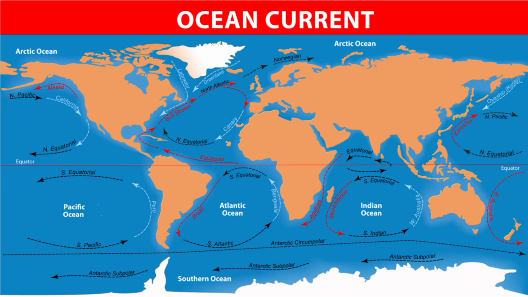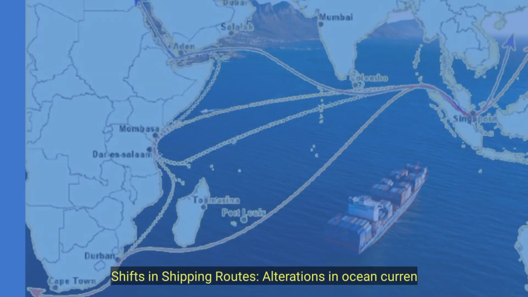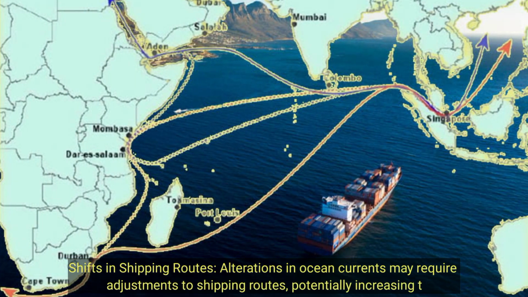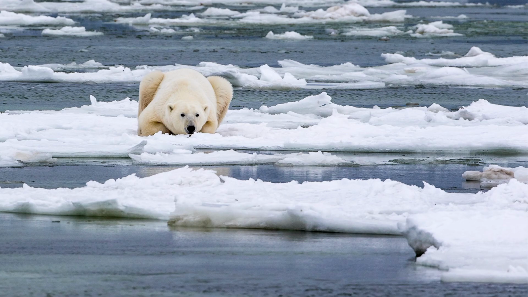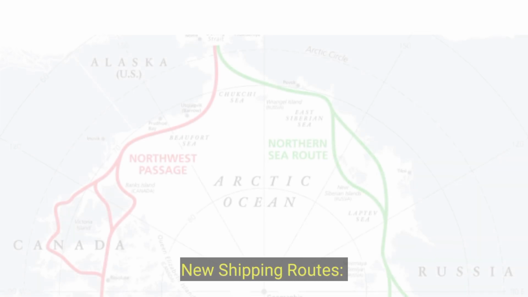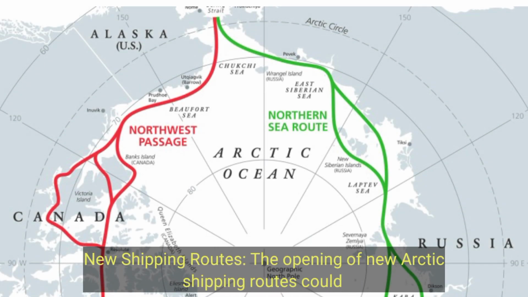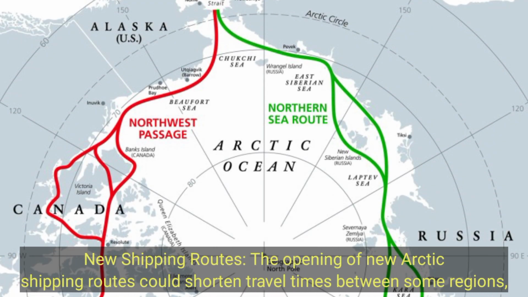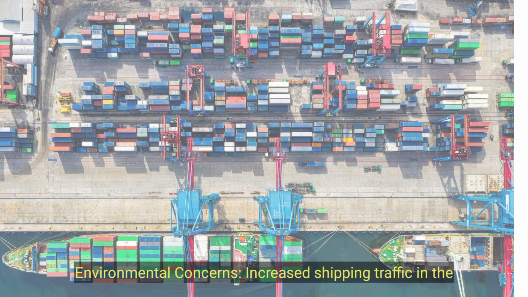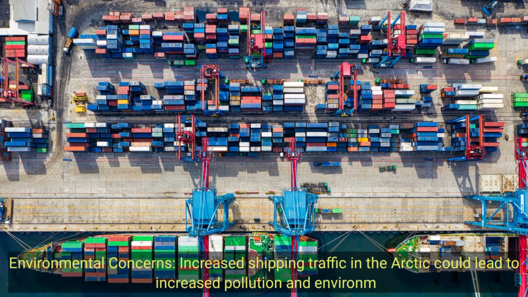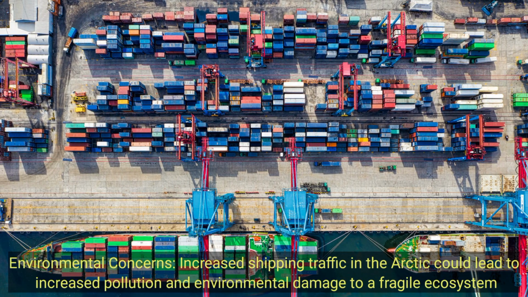Changing ocean currents. Shifts in shipping routes: alterations in ocean currents may require adjustments to shipping routes, potentially increasing travel times and fuel consumption. Melting Arctic ice. New shipping routes: the opening of new Arctic shipping routes could shorten travel times between some regions, but also increase risks due to unpredictable ice conditions and harsh weather. Environmental concerns: increased shipping traffic in the Arctic could lead to increased pollution and environmental damage to a fragile ecosystem.